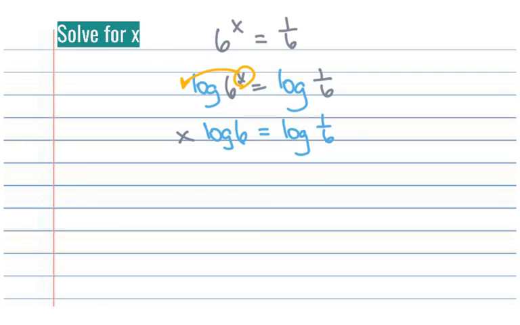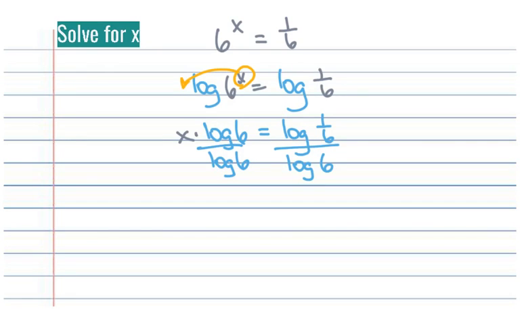My ultimate goal is to figure out what x is, so I need to get x all by itself. In order to do that, this is really just x times log 6, right? Log 6 is just a number. So in order to get x all by itself, I'm going to divide both sides by log of 6.